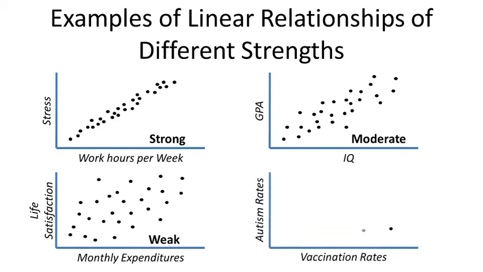And then lastly, we have autism rate and vaccination rate. And this time the dots are just all over the place. It would be impossible to try to connect these dots. So that would be an example of a non-existent relationship.